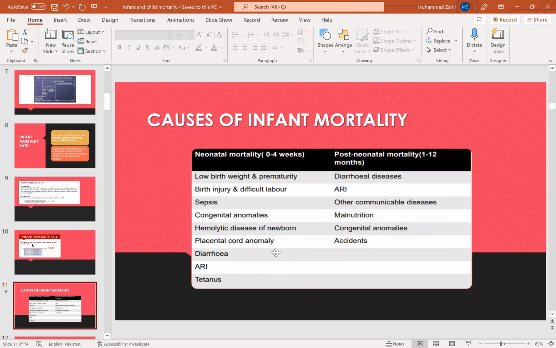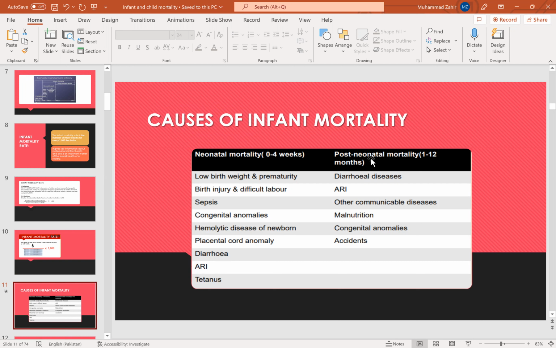Causes of infant mortality. Now I'm talking about neonatal mortality, which is from birth to 4 weeks. It includes low birth weight and prematurity, birth injury and difficult labor, sepsis, congenital anomalies, hemolytic disease of the newborn, placental cord anomaly, diarrhea, acute respiratory tract infections, and tetanus.